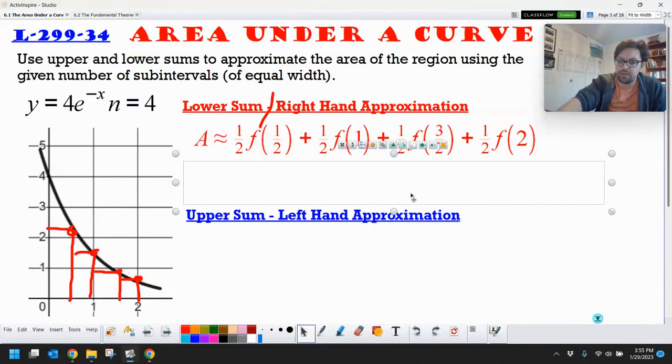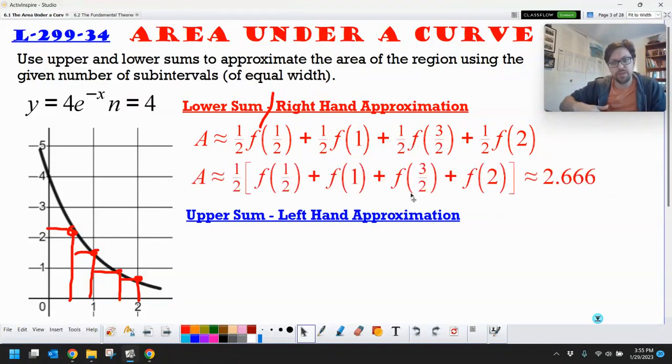But you can see all these 1/2s. It'd be a lot easier to calculate by factoring out that 1/2. So you'll often see this shorthand trick where this is how wide all of my rectangles are, and then these are all of the heights of our rectangles. It's just easier to calculate that way instead of multiplying by 1/2 a whole bunch of times. We end up getting a lower sum of 2.66.